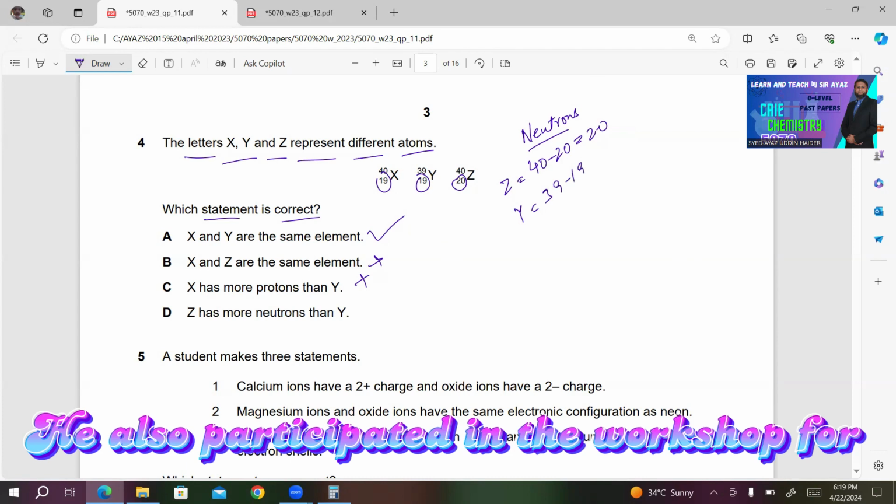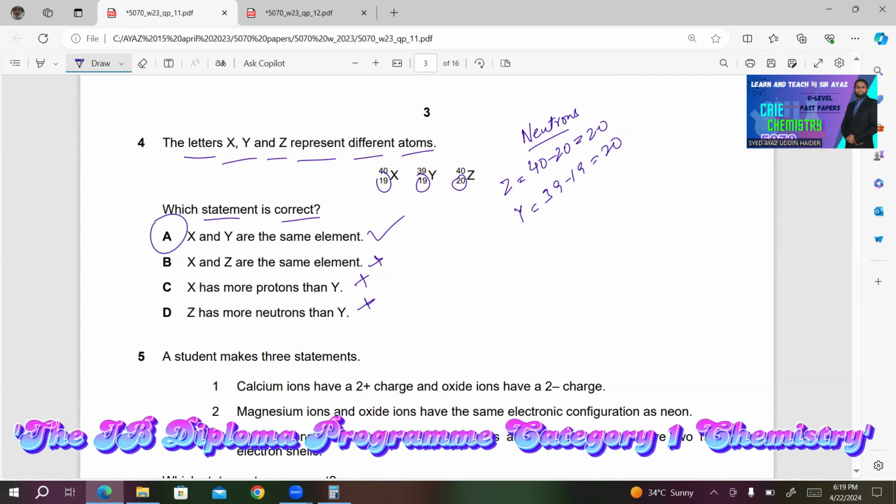39 minus 19 gives 20. They have the same number of neutrons. This is also incorrect. A will be the right answer in this case.